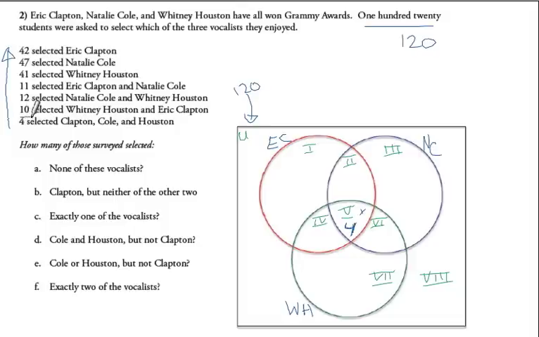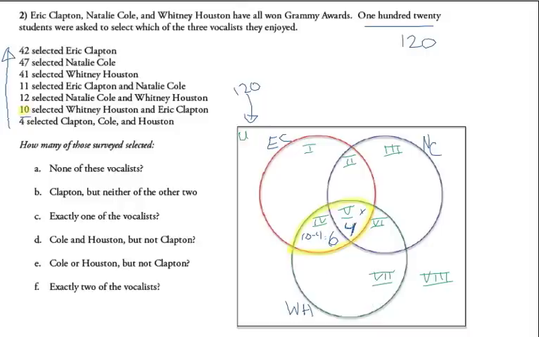Next we'll move up. 10 selected Whitney Houston and Eric Clapton. So Whitney Houston and Eric Clapton would fall into this region here. So if we're just thinking about the 2 sets, we want the intersection of the 2 sets. Now, these regions, 4 and 5, must add up to equal the 10. Okay? And so when we look here, if we're going to get 10 people in this region, we already have 4. So we're going to go 10 minus 4, and we're going to get 6 people in that region.